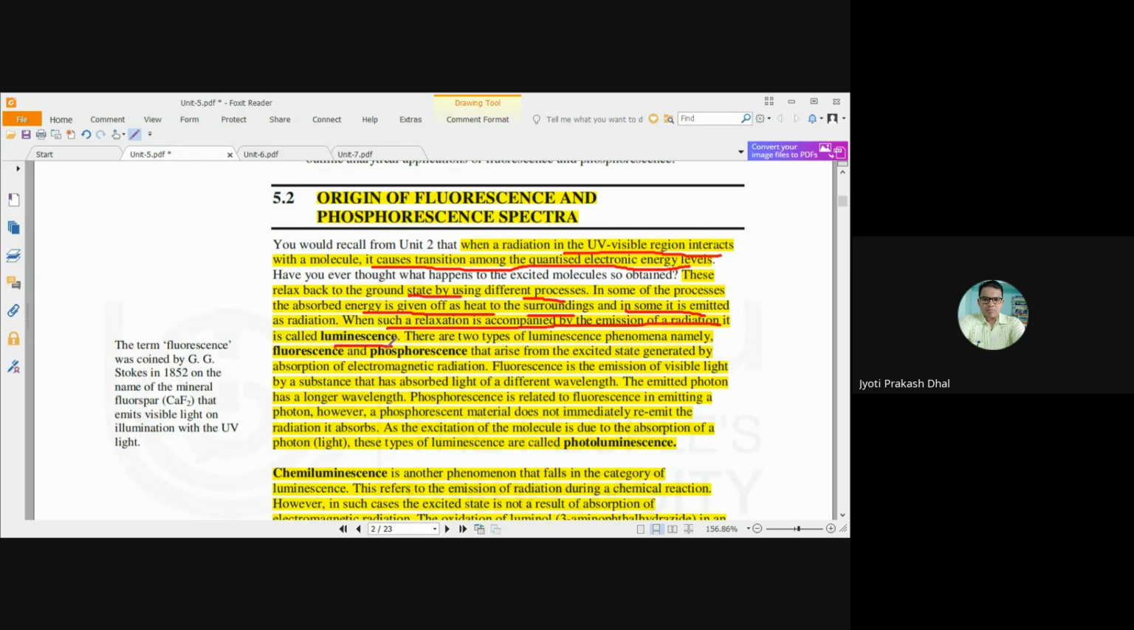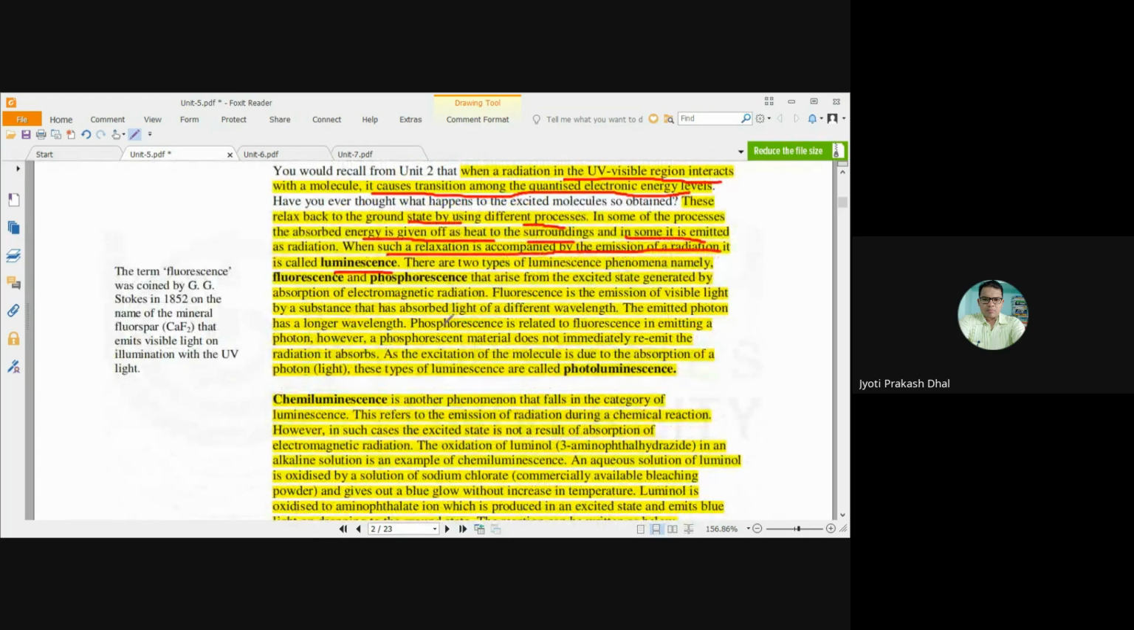That means the electrons in the excited state have a very short life, so they come back to the ground state by emitting energy. They will emit energy in the form of heat, or in the form of radiation. If the relaxation process is accompanied by emission of energy in the form of radiation, that process is called luminescence. There are two types of luminescence phenomena: the first is fluorescence and the next is phosphorescence.